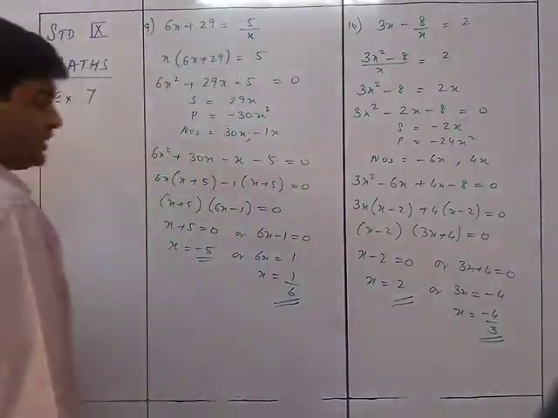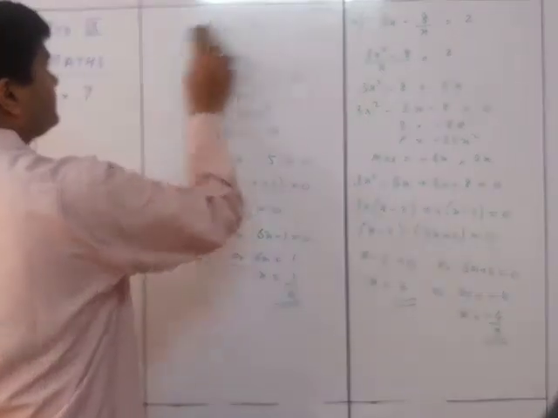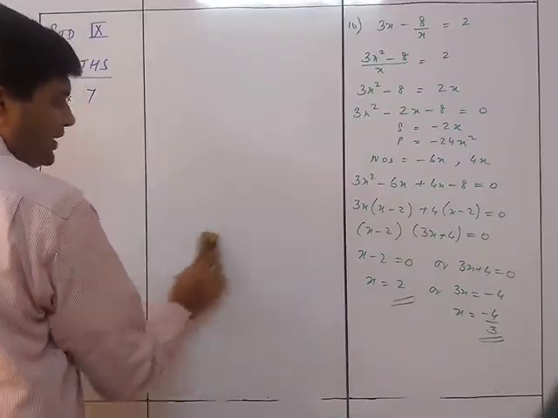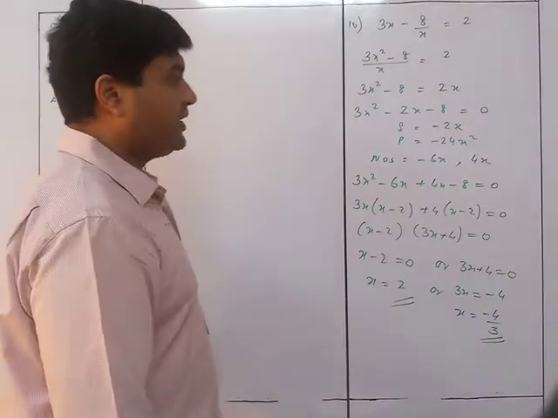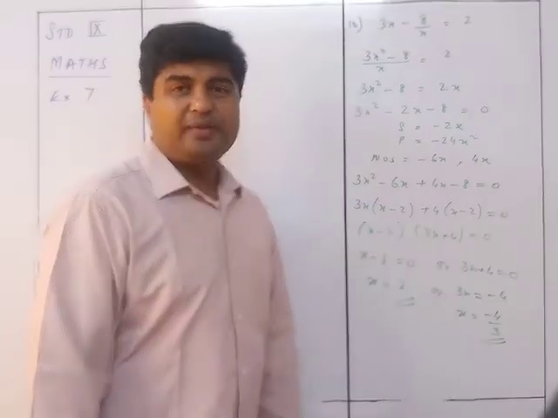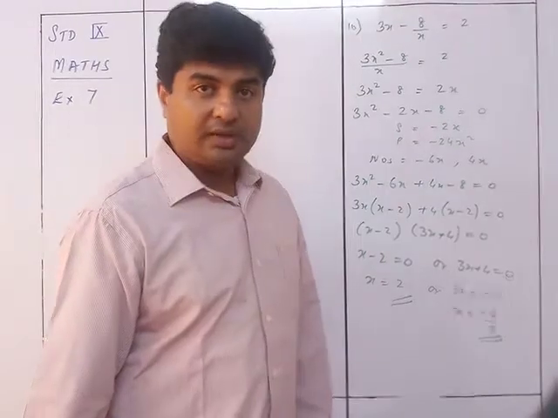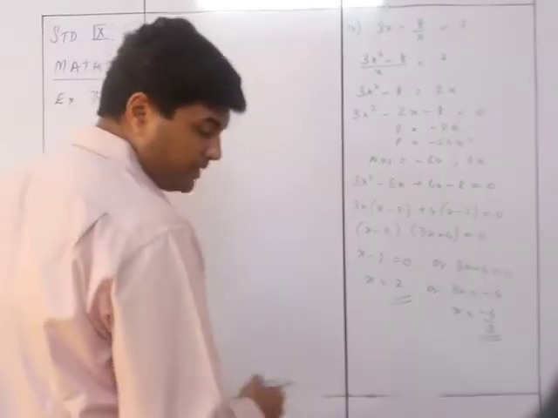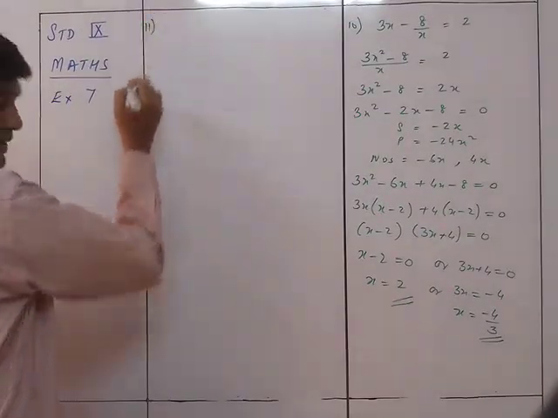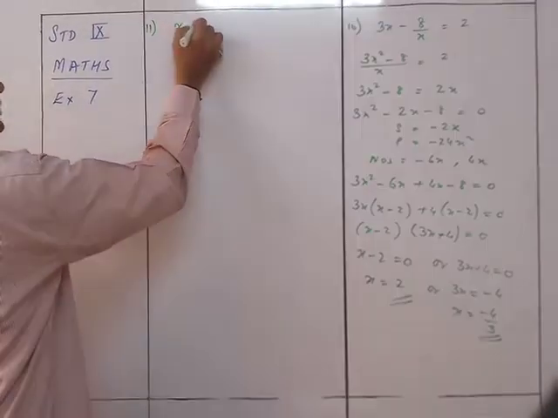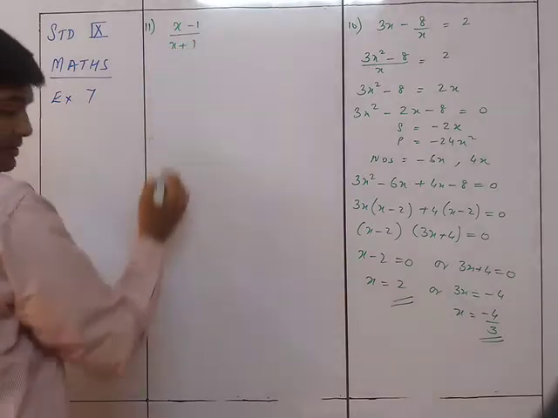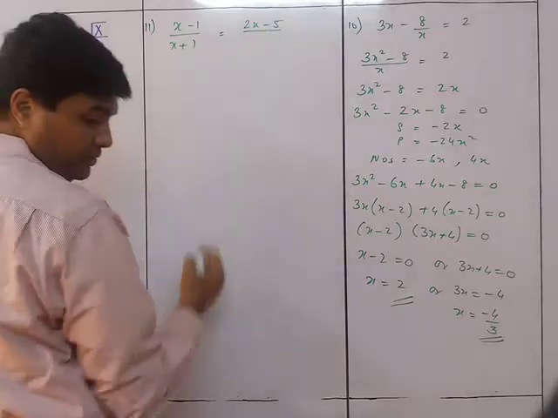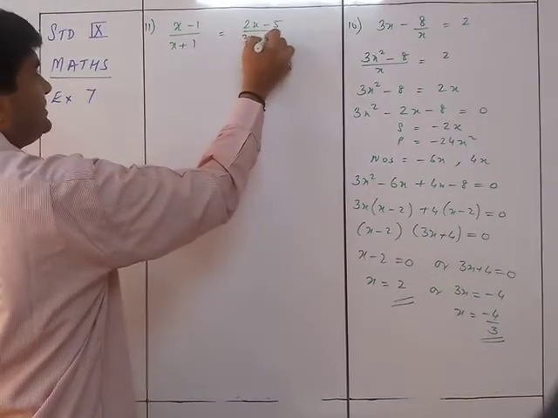We now move on to sum number 11. Up till now we have not got any question which has got a difficulty in splitting. All the splittings have been very easy. So luckily it is easy chapter. Let's see the next one is sum number 11. We have over here x minus 1 upon x plus 1 is equals to 2x minus 5 upon 3x minus 7.